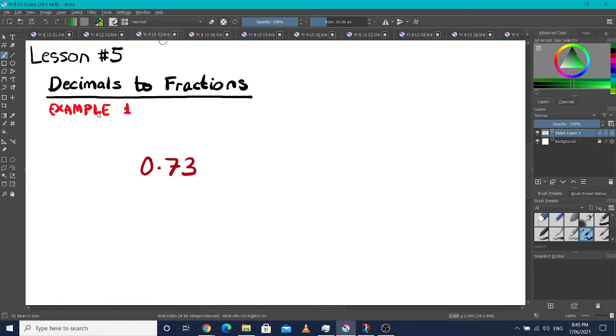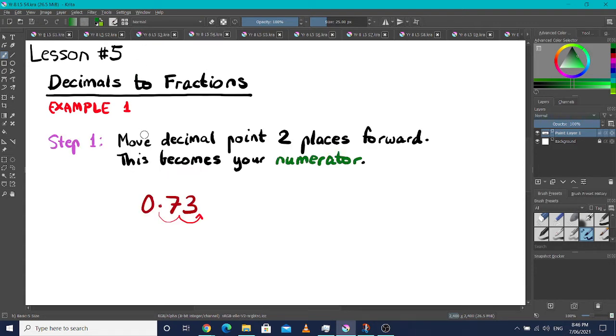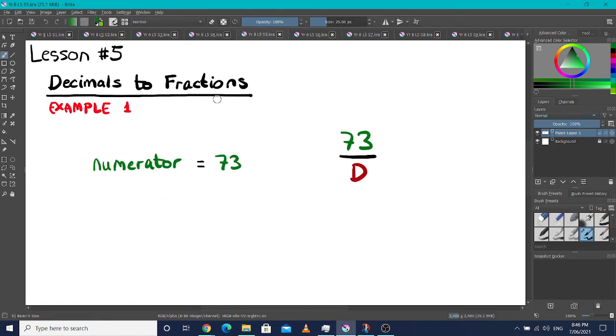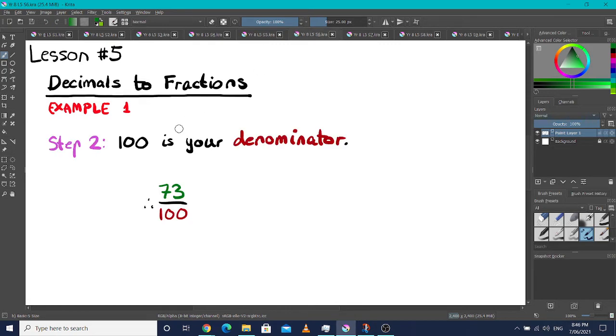So for the first example, we are going to have a look at the decimal 0.73. So for step 1, we want to move the decimal place 2 places forward as shown in this illustration. Therefore, the numerator of our fraction will be 73, as shown here. Step 2 is to make the denominator 100 as shown in this fraction.